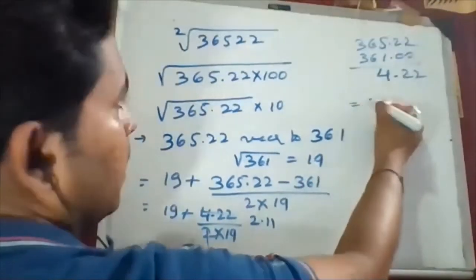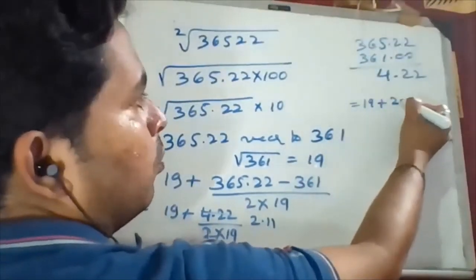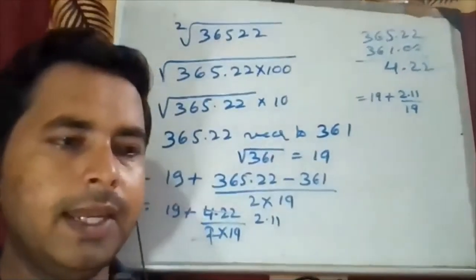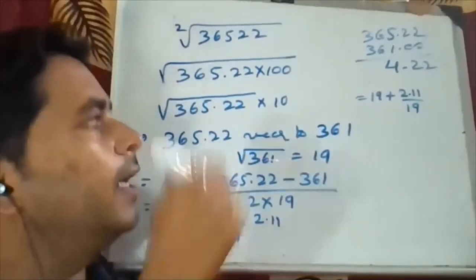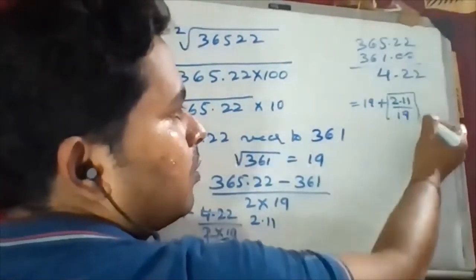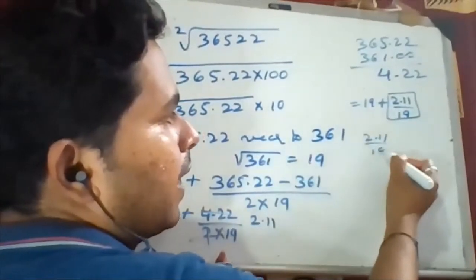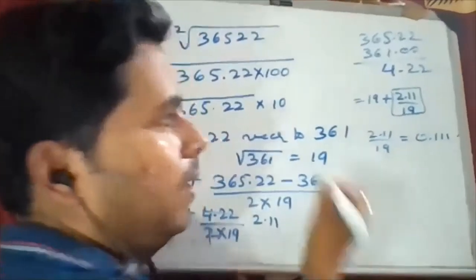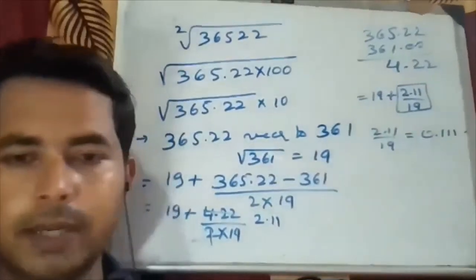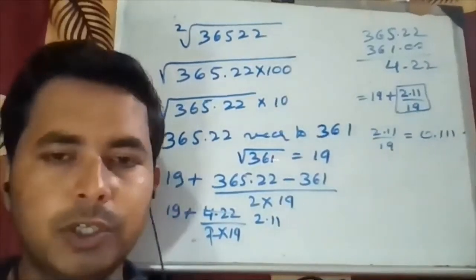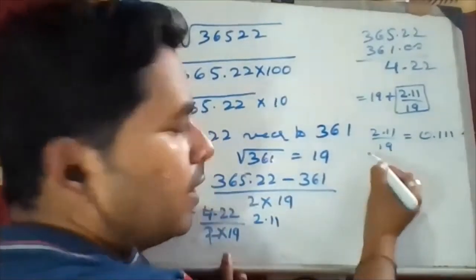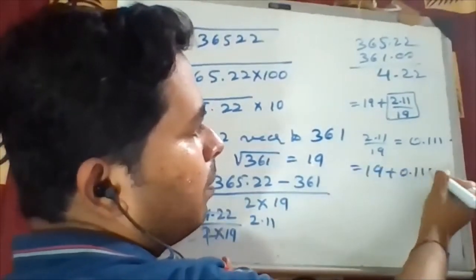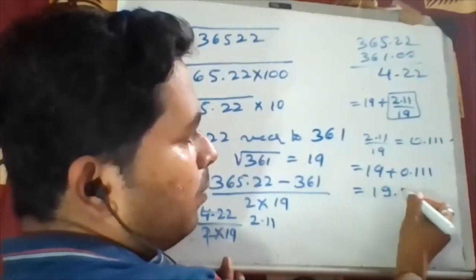I'll just do here 19 plus 2.11 by 19. Okay, and if you do the division of 2.11 by 19, आपको कितना मिलेगा? 0.111 मिलता है. So what you have to do here, add to this value 19 plus 0.111. So कितना आएगा? 19.11 आएगा.